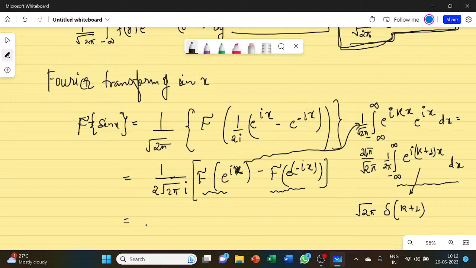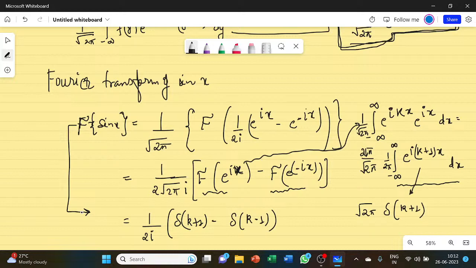So I will get 1 upon, I think it should be 1 upon 2 iota only, because root 2 pi and root 2 pi would get cancelled. This will be Dirac of k plus 1 minus Dirac of k minus 1. So this is how you can write the Fourier transform of your sine function. So Fourier transform of your sine function is simply 1 upon 2 iota, Dirac of k plus 1 minus Dirac of k minus 1.